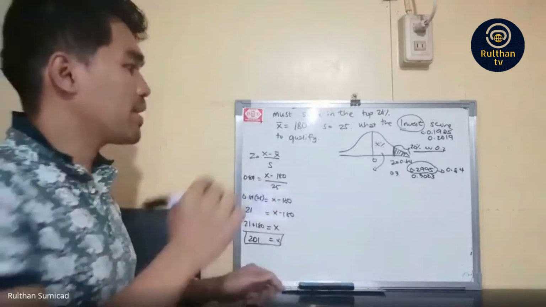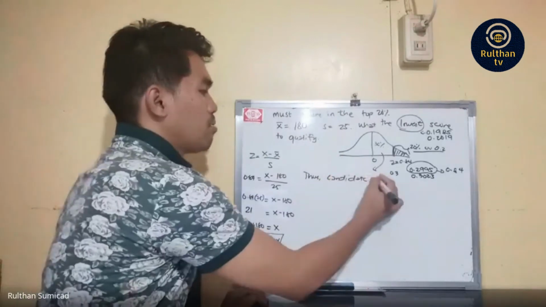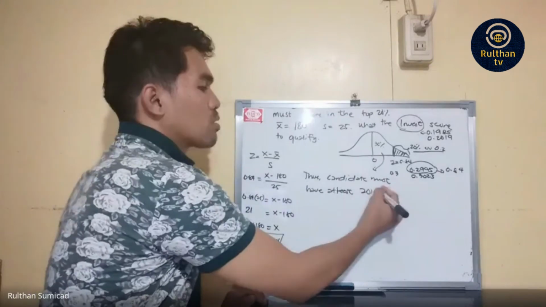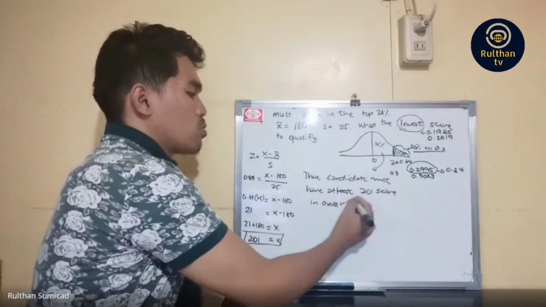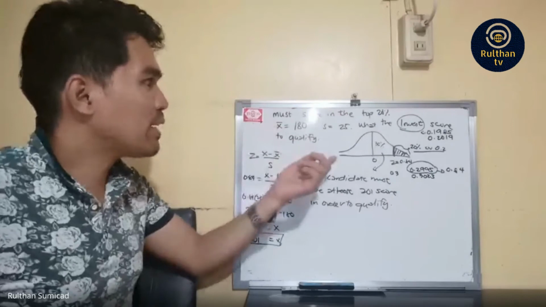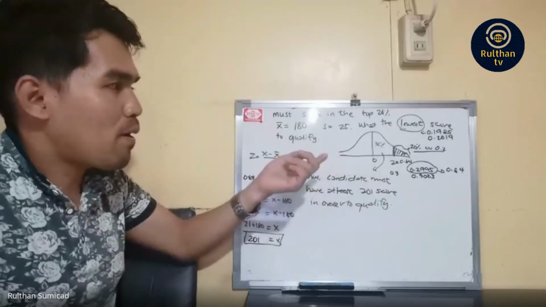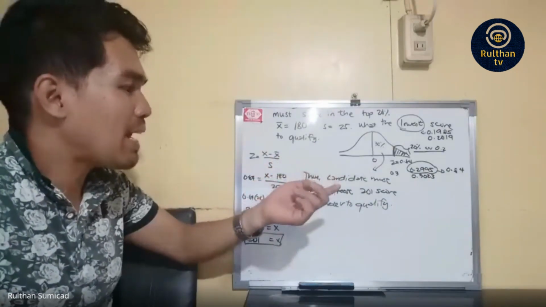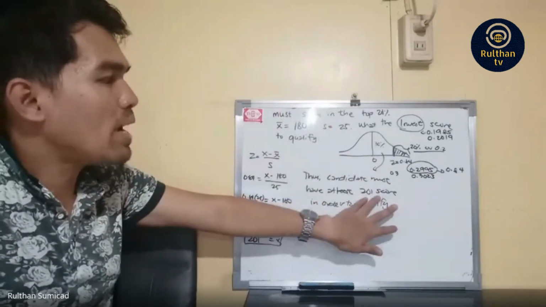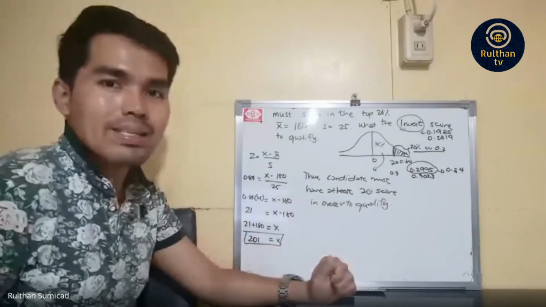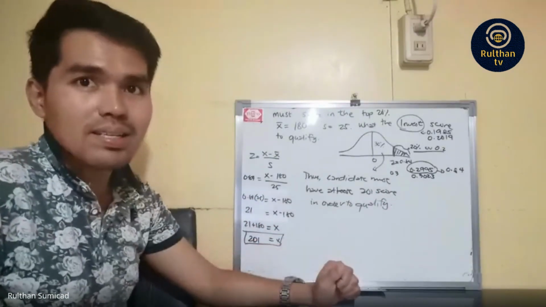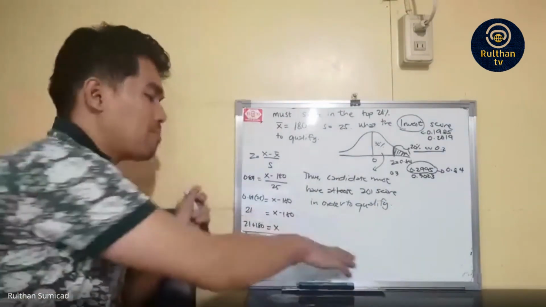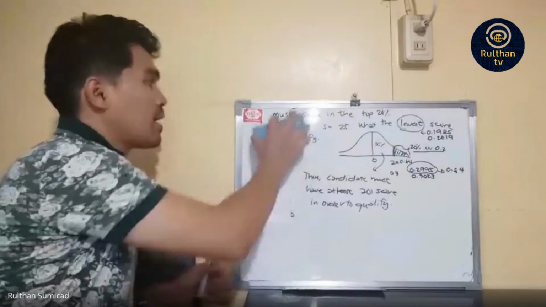Okay, that's our answer. Thus, the candidate must have at least 201 score in order to qualify. So in order for the candidate to qualify for a master's degree in business administration at Sebastian College, one should have at least 201 score in his or her mental ability test such that he is qualified to enroll in the program. I still have two more problems here which have different situations.